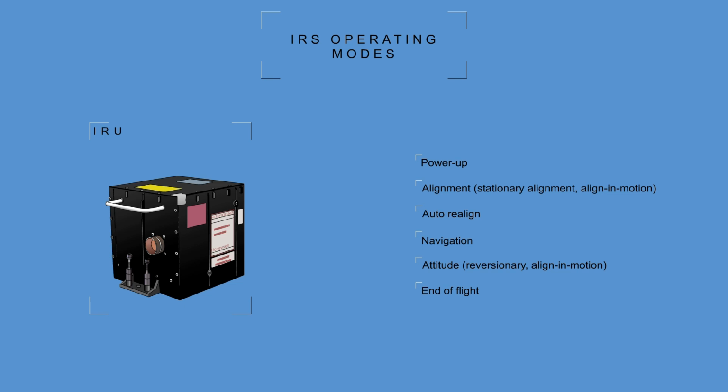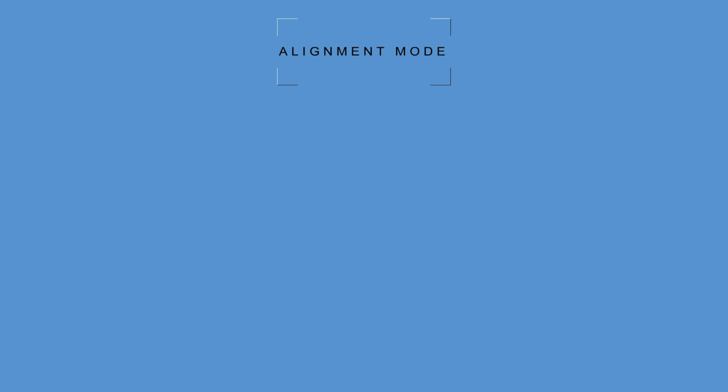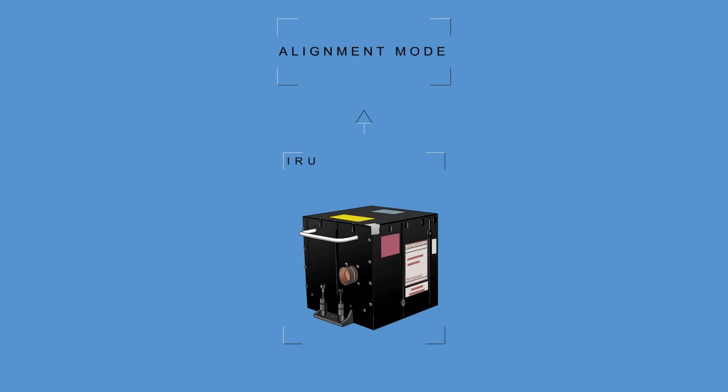Control of the modes is fully automatic, which means that no input is required from the flight crew to select or enter a mode. Power-up mode. The IRU will initiate the power-up mode when the IRU is energized or when the IRU is reset as a result of an IRS reset command being issued. During power-up mode, the IRU performs a built-in test. Alignment mode. The Micro IRU automatically selects the correct alignment mode.